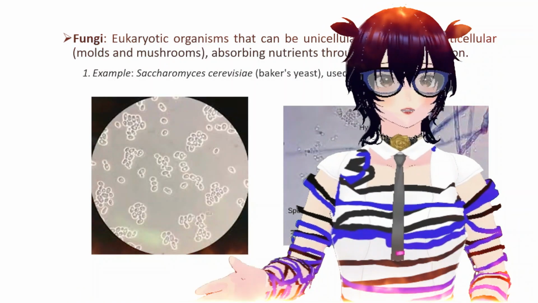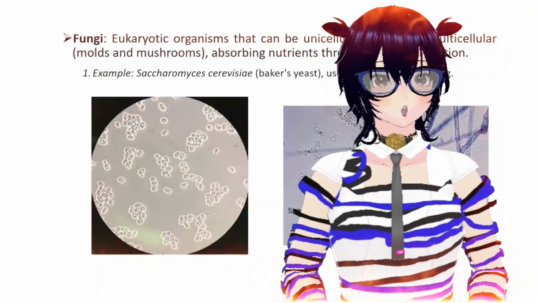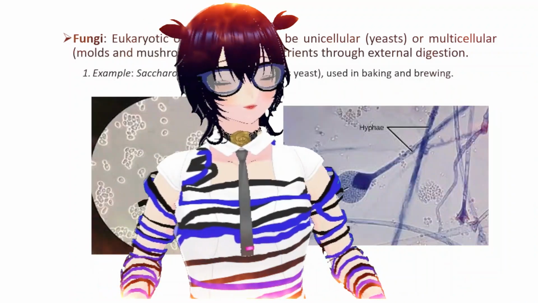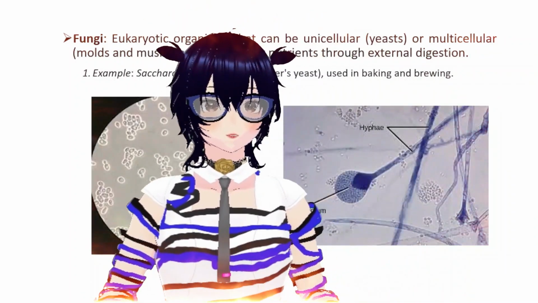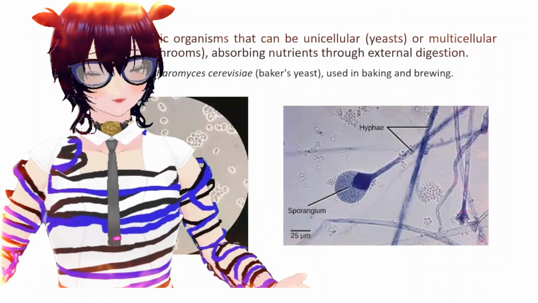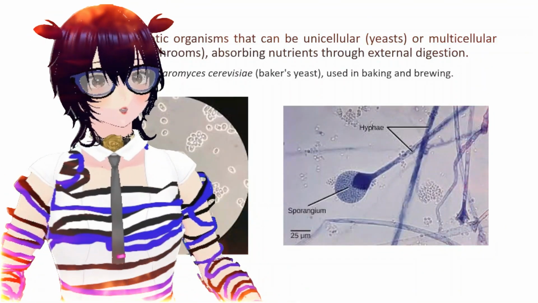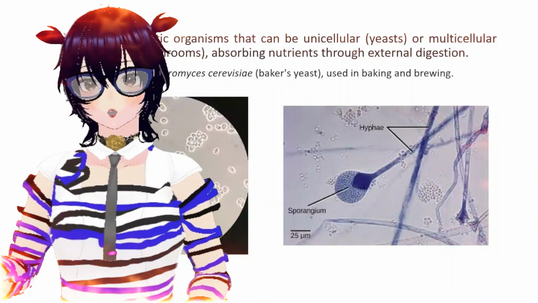So coming to the structure of the fungi, the first one is the single-cell yeast. In the diagram, these are yeast. These are single-cell organisms. But when you look at the other one, this is the fungi known as molds. The mushroom is also a fungus that we can see with the naked eye.